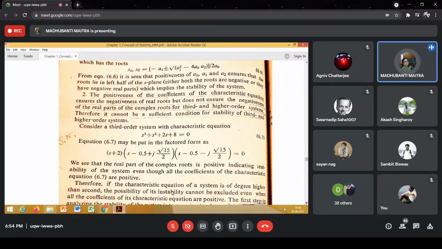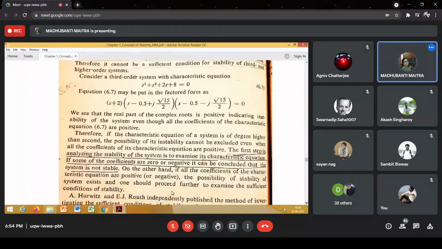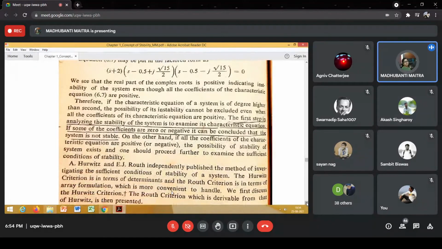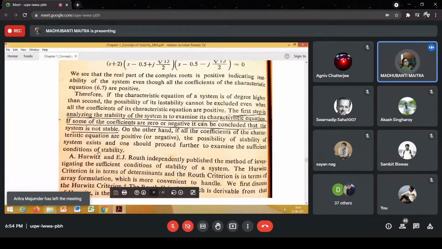Now for higher order systems, third order and higher, to ascertain the absolute stability of the system, we can use two tools independently proposed by A. Hurwitz and E. J. Routh. So the stability investigating tools are accordingly called Hurwitz criterion and Routh's criterion.